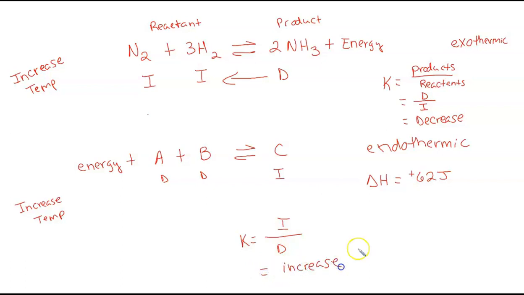So the easiest thing for me to tell students is for temperature, because most students can figure out what's increasing and decreasing. For temperature, the K is going to mimic whatever your product is doing. Your K is going to mimic whatever your product is doing.